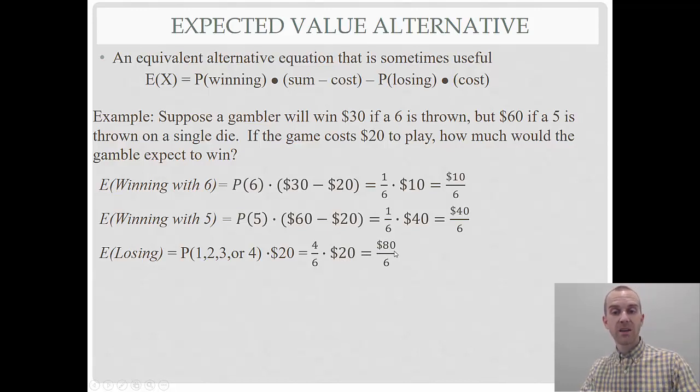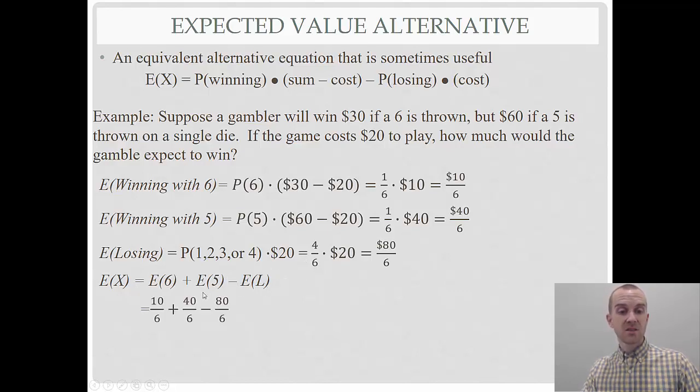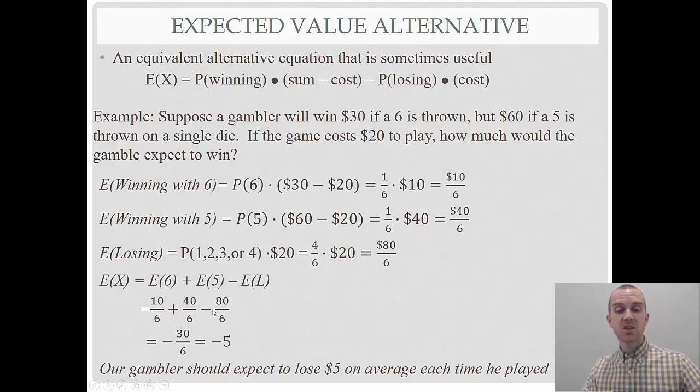Now if I combine these all into one total expected value, just like I did before, the expected value of winning with the 6, the expected winning of a 5, minus the expected value of losing, so 10/6 plus 40/6 minus 80/6, if I work that all out, it's nice because I've got a common denominator of 6, so I can add them together. I'm going to get negative 30/6, which is negative 5, and again, that means on average, the gambler is expected to lose $5.